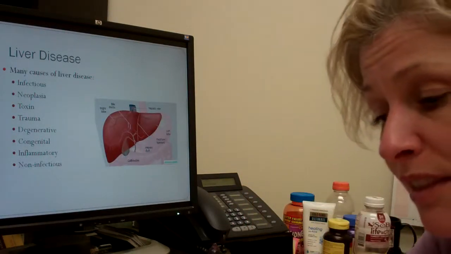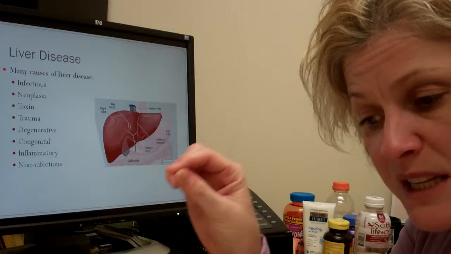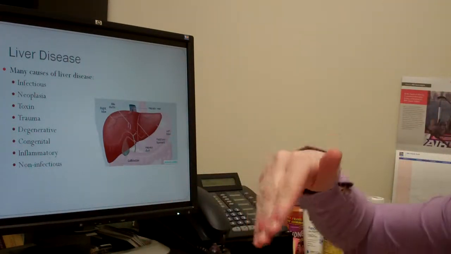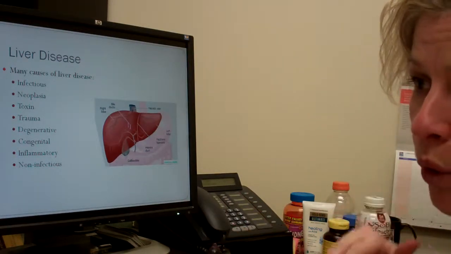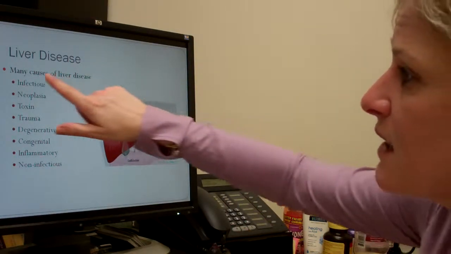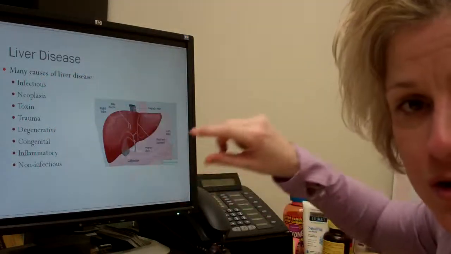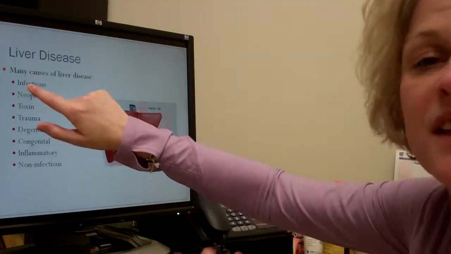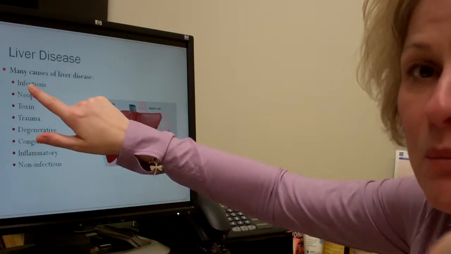Now, on these chem profiles, there are going to be specific enzymes that correlate to the liver. So it's going to tell you that these enzymes are high or are low, but it doesn't tell you the cause. It just tells you that there's a problem in the liver. It doesn't tell you if it's infectious. Try and think of something infectious. I'll come back later on.